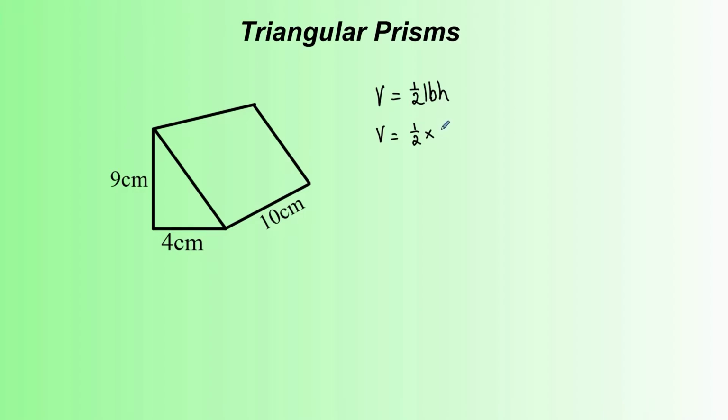So half times 4 times 9 for the front face, times the height of the shape, or how far back the shape's been pushed, times 10. And if you type that into your calculator, we should get 180 cubic centimeters. Remember, those units are cubic centimeters because it's a volume.